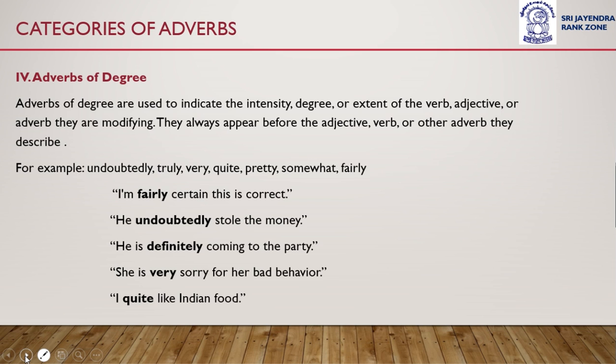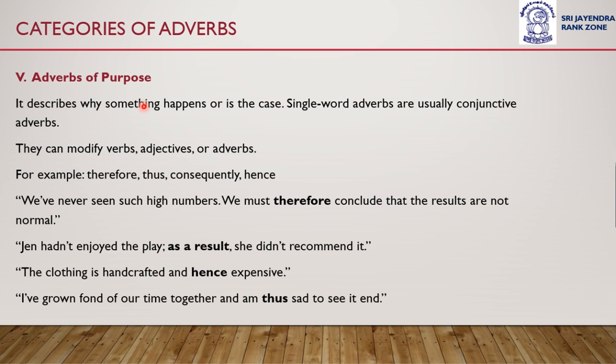Let's move on to our next category, adverbs of purpose. It describes why something happens or is the case. Single word adverbs are usually conjunctive adverbs. They can modify verbs, adjectives, or adverbs. For example, therefore, thus, consequently, hence, etc.